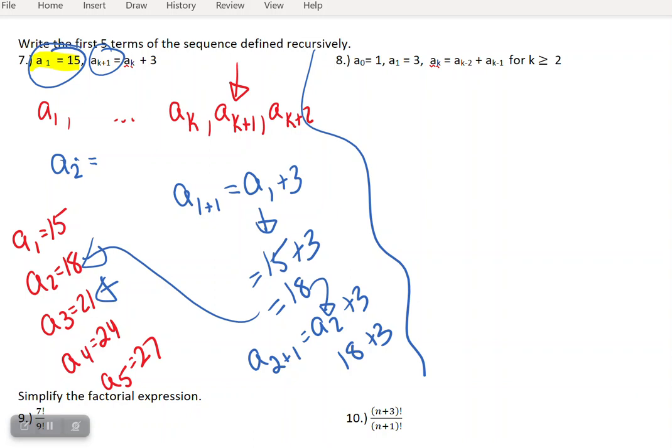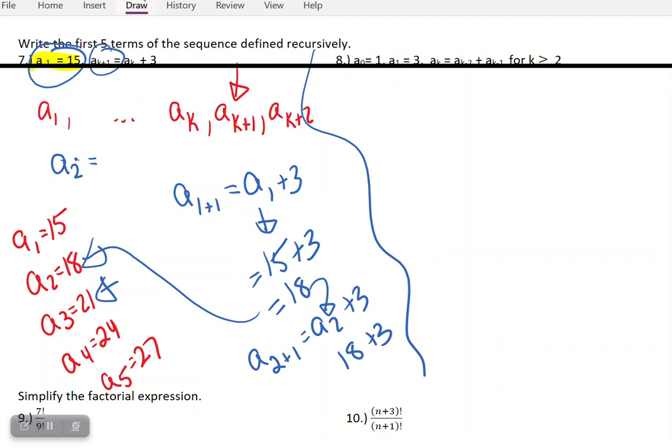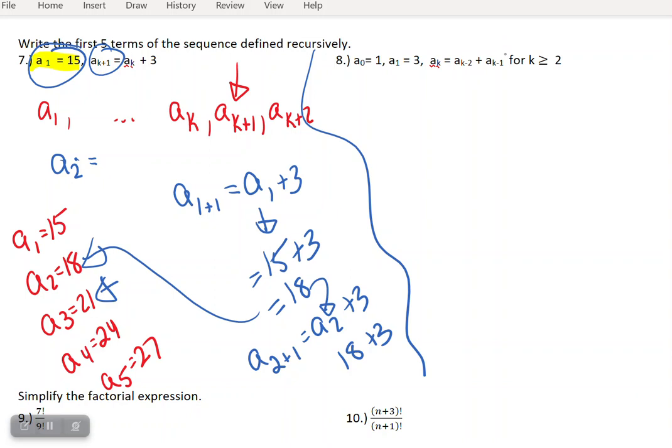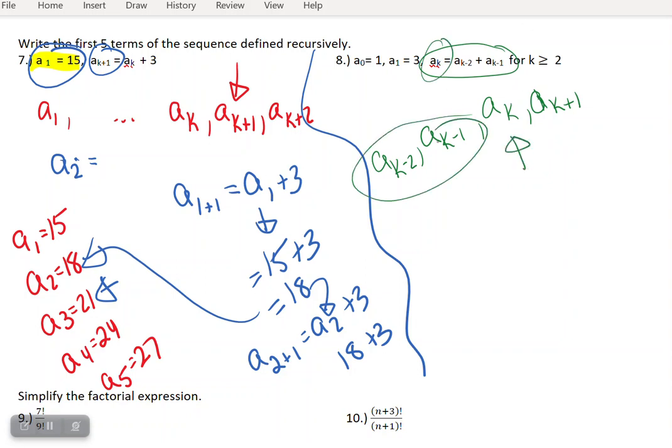And the last one we're going to look at is number 8. And again, let's look at what this is saying. It's saying a sub k equals a sub k minus 2 plus a sub k minus 1. So let's think about the sequence for a second. Here's a sub k, and then we get a sub k plus 1. But going the other direction, I get a sub k minus 1. But before that, it would be a sub k minus 2.